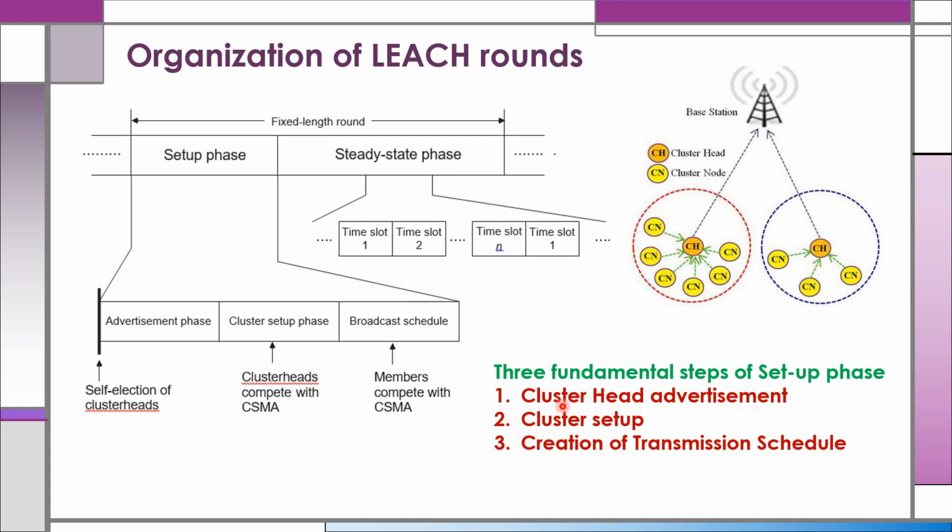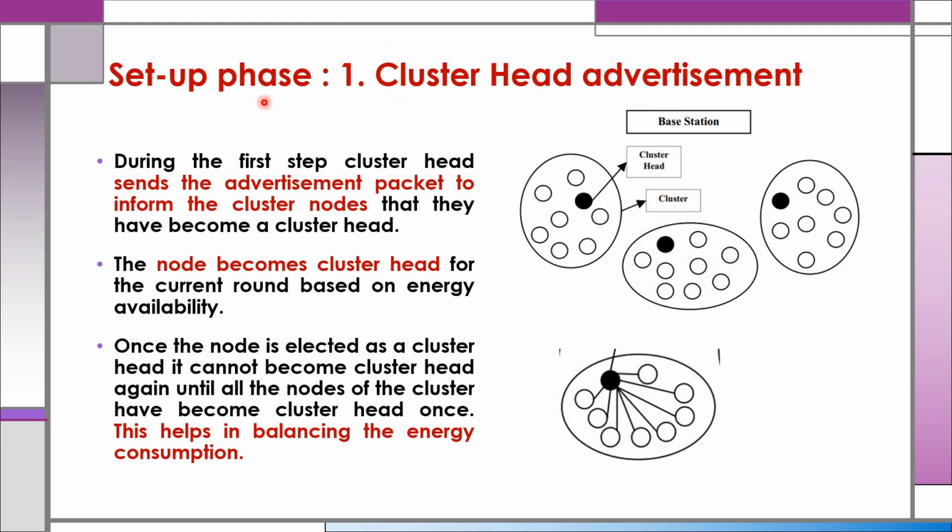So we are going to discuss one by one what is the meaning of the cluster head advertisement. In the first phase of operation, the first operation is called cluster head advertisement. In the cluster head advertisement, within this particular region, this particular node has already acted as a cluster head. So now, while performing the next round of operation, this cluster head has to send an advertisement message to nominate the new cluster head.